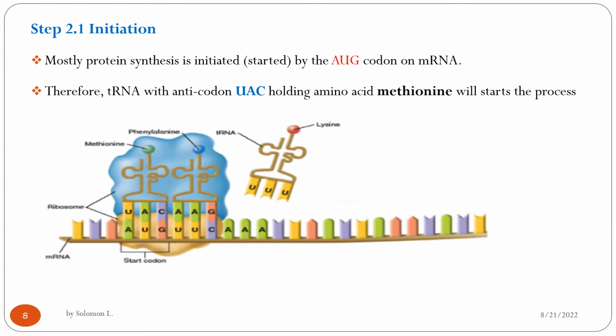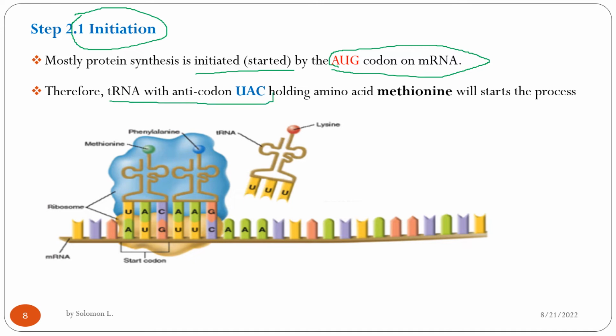The first step of translation is initiation. Mostly protein synthesis is initiated or started by the adenine, uracil, guanine codon on messenger RNA. So once this codon is found, transfer RNA with anticodon uracil, adenine, cytosine, holding the amino acid methionine, will start the process.